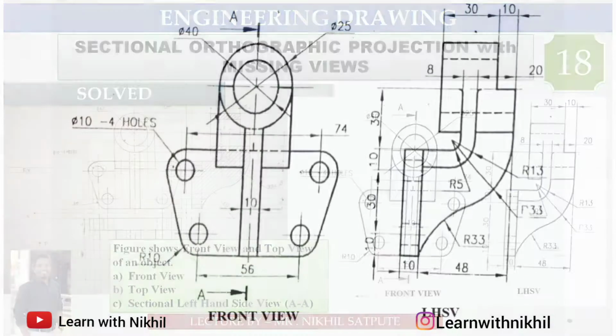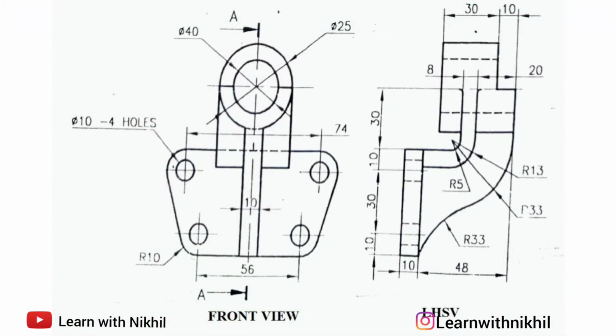So here we have taken another sum on sectional orthographic projection. So this is the question given. We have to draw the front view, sectional left hand side view and the top view.